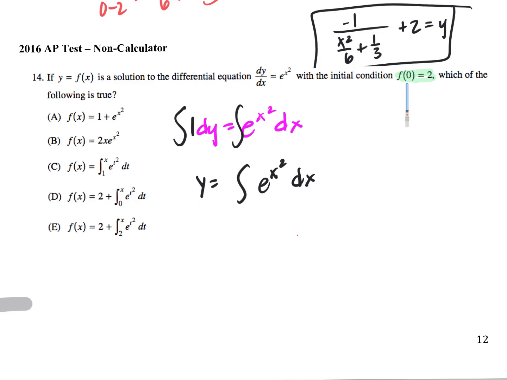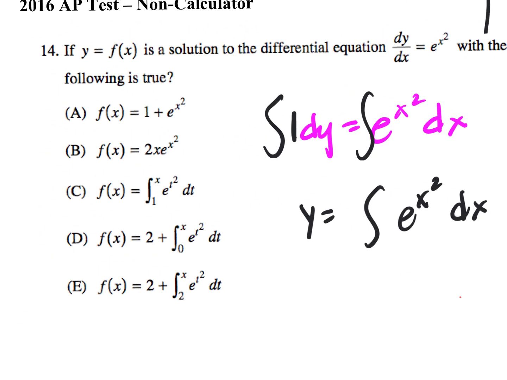When x is 0, I have to get 2. Let's go look over here. If x was 0, which one of these would I get a value of 2? And you're like, I don't know. There's a lot going on. But does anyone remember the rule?